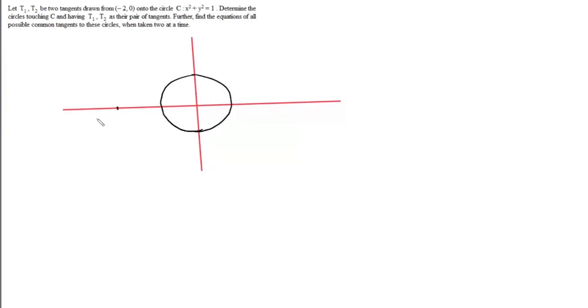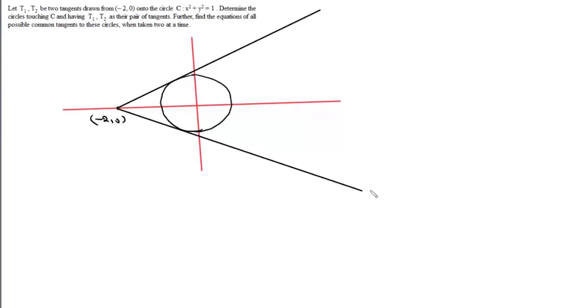And from this point (-2, 0), two tangents are drawn to it. So here, center is at origin and radius is 1 unit. So this is (-1, 0), and this is (1, 0). Now it says, determine the circles touching C and having T1, T2 as their pair of tangents.